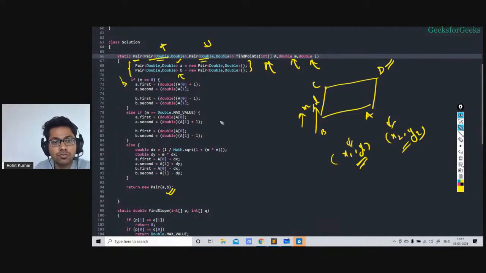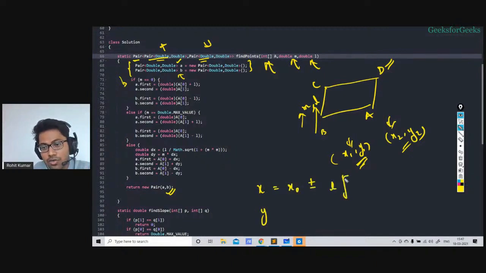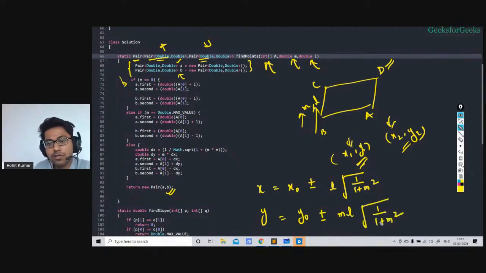Now if slope is 0, then what will happen? All right, this will become a bit confusing. So let me write the formulas for calculating x and y, okay? So if you remember, x equals x naught plus minus L under root of 1 by 1 plus m square, and y was equal to y naught plus minus mL under root of 1 by 1 plus m square. Okay. Now let's try to understand this piece of code.